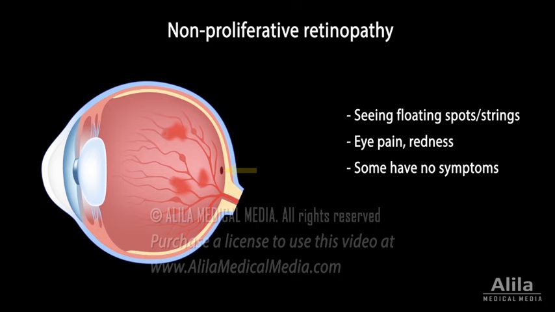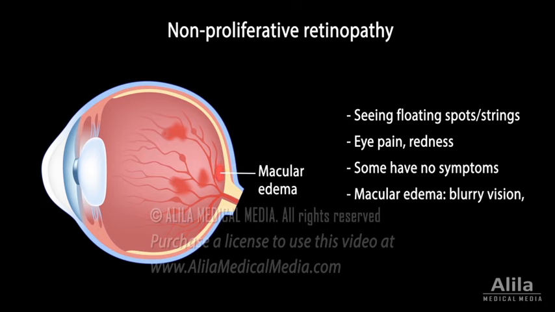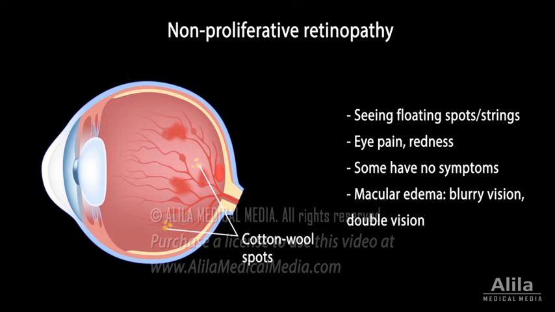Leaking of fluid into the central area of the retina, the macula, results in macular edema, which may cause blurry vision or double vision. Patients may also present with small white patches on the retina. These so-called cotton wool spots correspond to areas of poor blood supply.